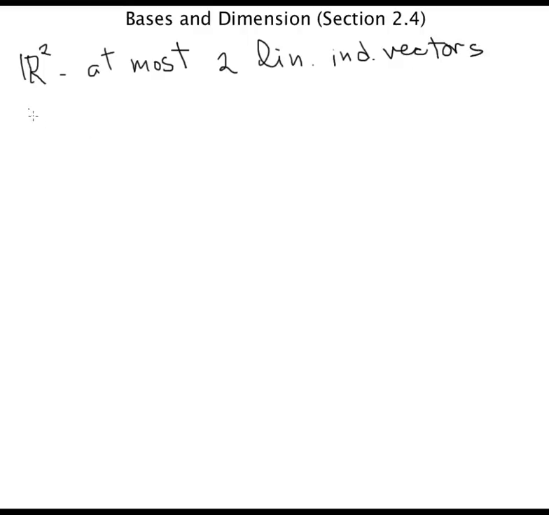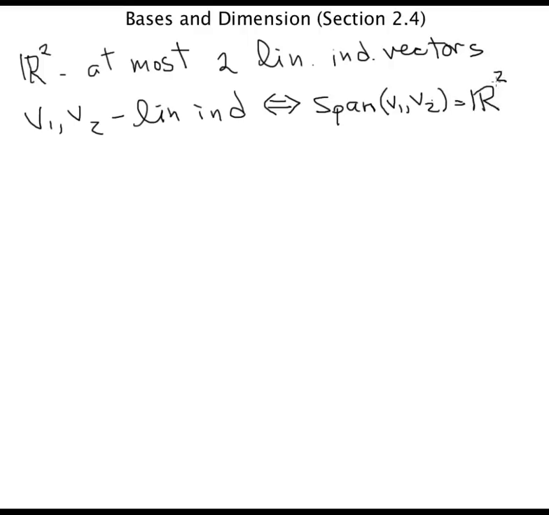And furthermore, if you give me 2 vectors, then they're linearly independent exactly when they span the whole space. If you give me 2 vectors pointing in not the same direction, they're linearly independent and they span all of R2. Whereas if you give me 2 vectors in the same direction, then they're not linearly independent, and that's because they don't span all of R2. And that leads us to the concept of basis and dimension.